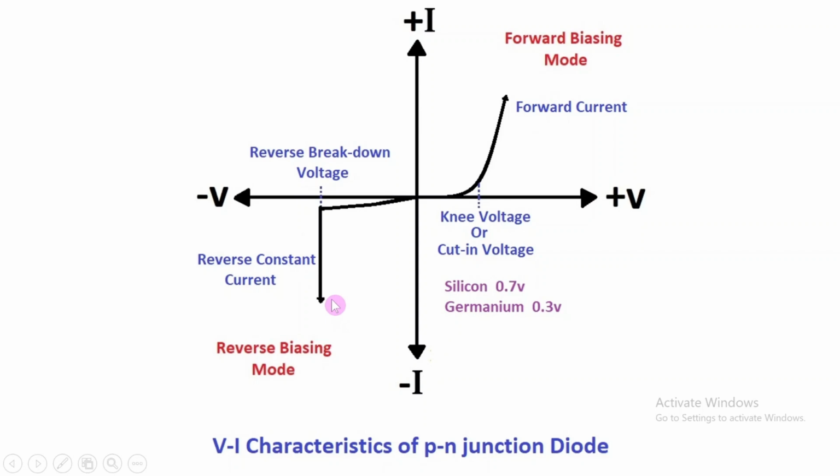And if we maintain that voltage for a long time, there is a possibility that the diode will fire up, that it will be blasted. So this is the detailed overview of the current-to-voltage characteristics of the PN junction.